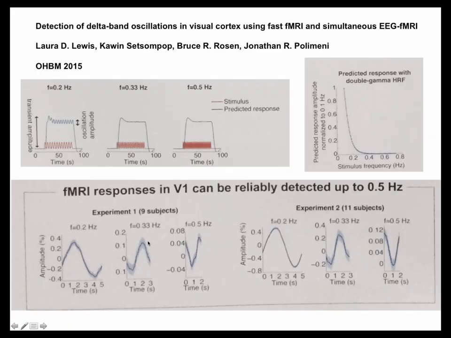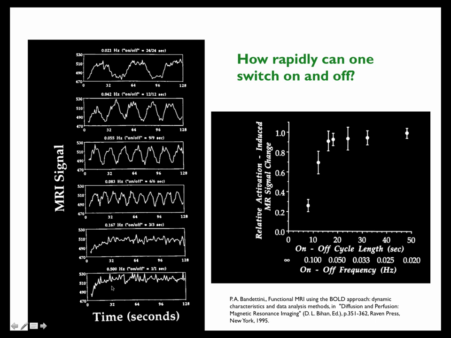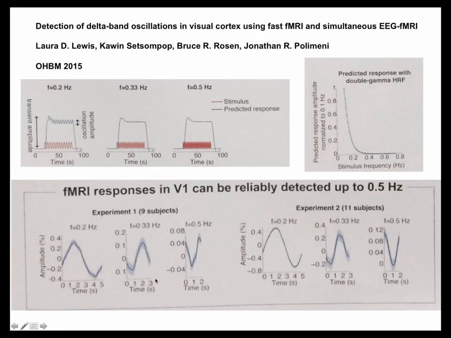And just recently, actually from last year, John Polimeni at MGH and his group demonstrated that, unlike what you would get from a predicted response, with enough averaging and just the right type of stimulus, V1 can be reliably detected up to 0.5 hertz stimulation frequency. And this year, he went up to 0.75 hertz. I think you can get up to 1 hertz. Maybe even with the right amount of averaging, you can actually see something. But we'll see.